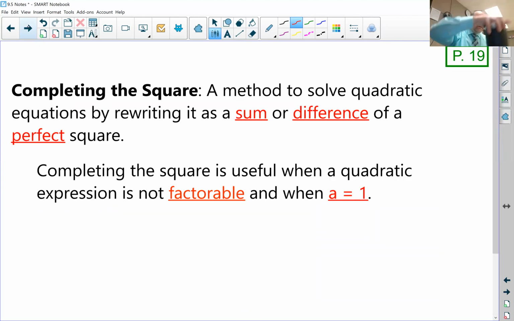So it's a method to solve quadratic equations by rewriting it as a sum or difference of a perfect square. Completing the square is useful when a quadratic expression is not factorable and when a equals 1. It can be used when a is not 1. We just need to do a little bit more work there then.